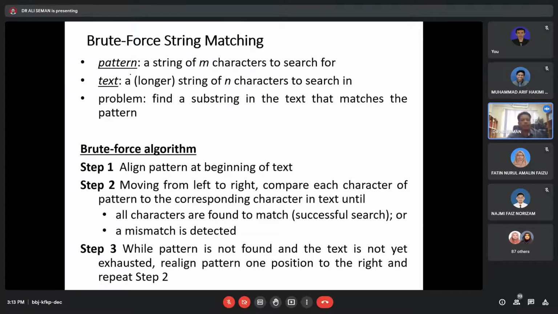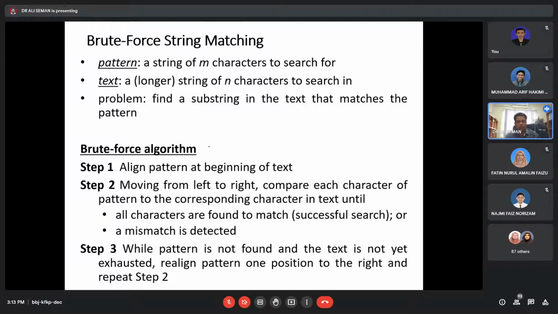First, we have the pattern, a string of m characters to search for. The pattern is actually smaller than the text. We have the longer string, which is the text, and we need to find a certain pattern, which is the substring, inside the text. So the text is a longer string of n characters to search in. The problem is to find a substring in the text that matches the pattern.